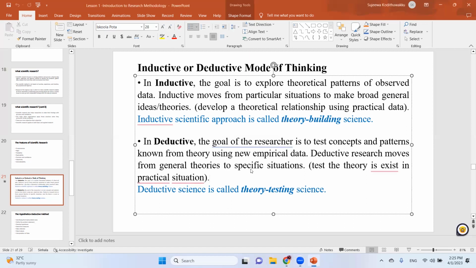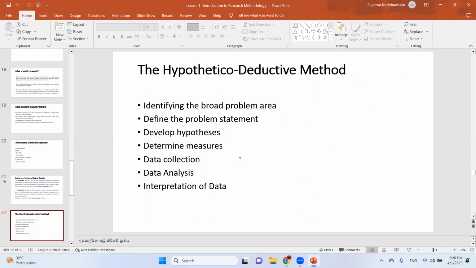Again and again, we will discuss the same thing later, but basically you have to have an idea about these two methods. And remember, you are linked with this one, theory testing, not with theory building. The hypothetico-deductive method, that's what I mentioned. So this is the deductive method. It means first you develop a hypothesis and then you are going to test it. So that's it.